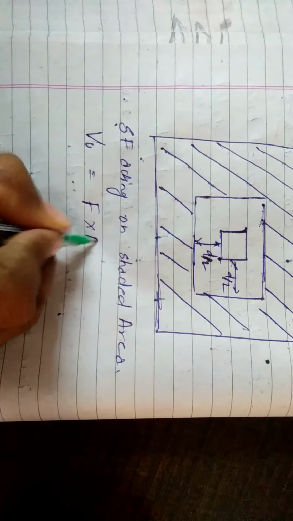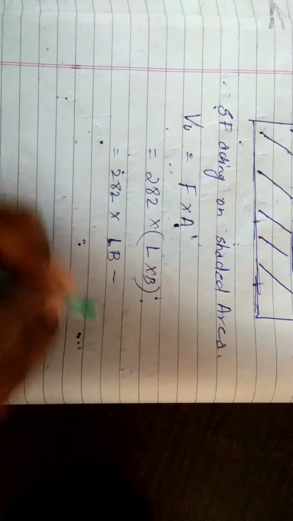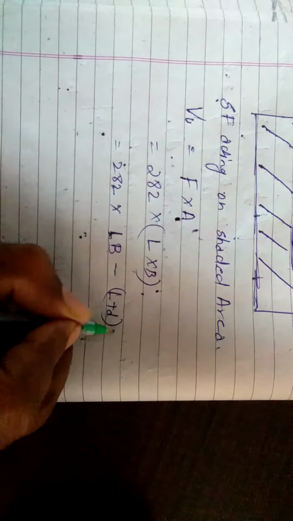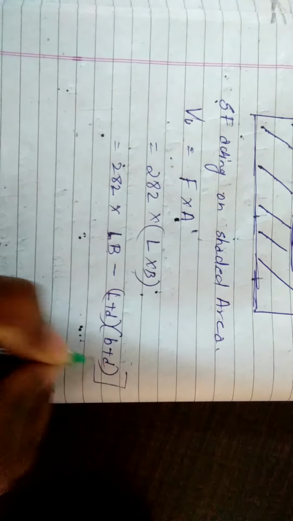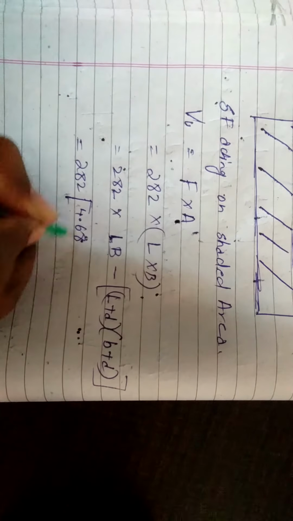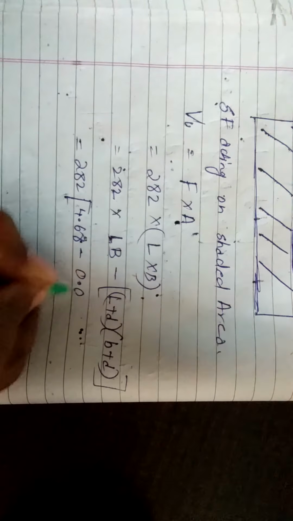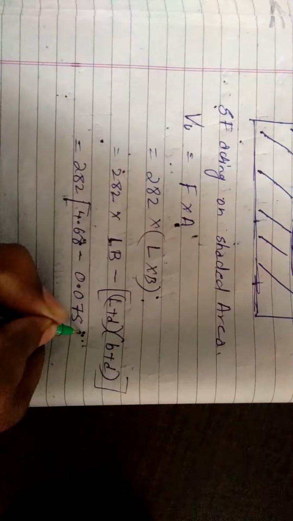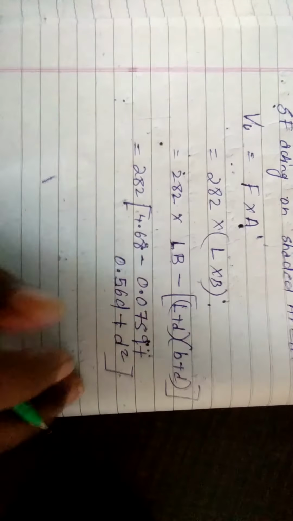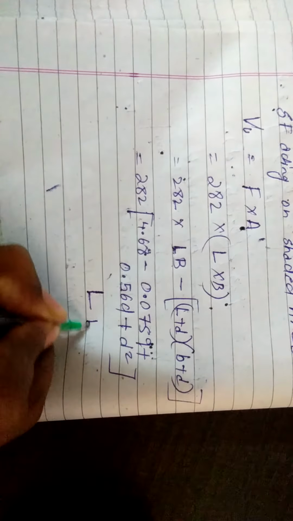Now that is 282 into L into B, meaning overall area minus (L plus D) in bracket (B plus D). So the equation will become 282 into in bracket 4.68 minus 0.0759 plus 0.56 D plus D square. This will be equation number 4.